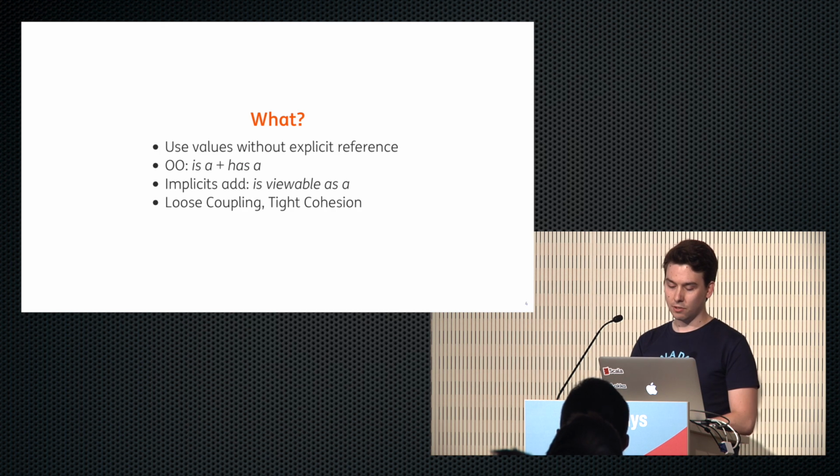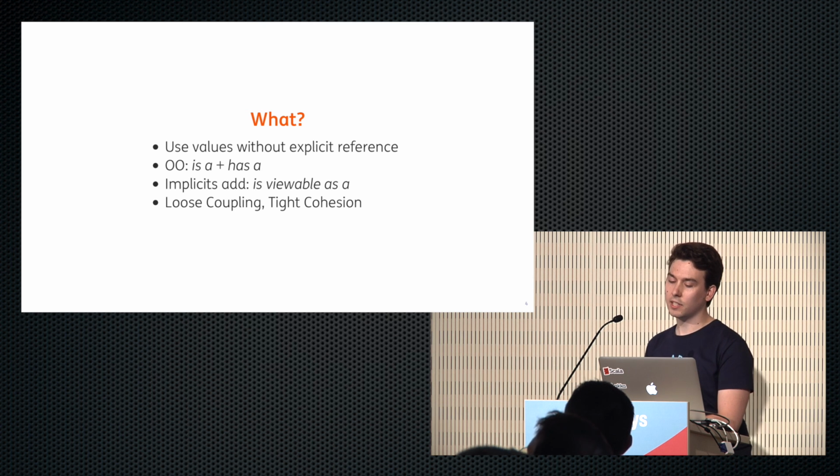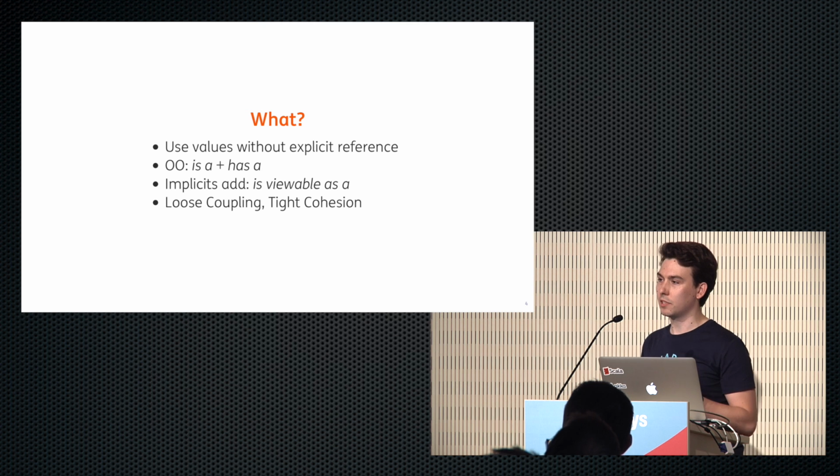So a bit of background. Implicits basically enable you to use values without explicitly referencing them in your code. And this allows you to write less code and leave things out.